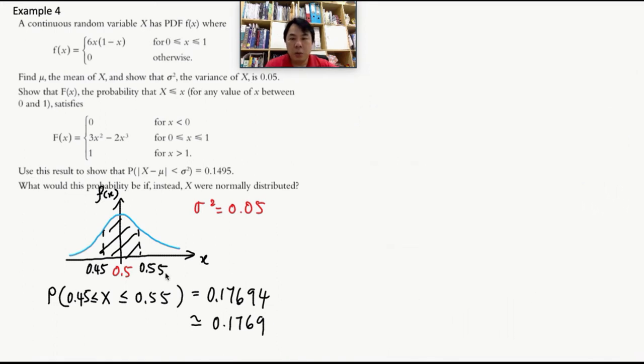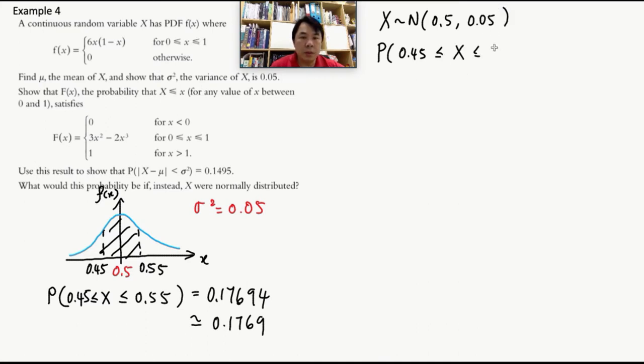Now let's show you how we usually carry this out in the exam, A-level exam especially. So this is how we're going to do it. Now the step-by-step method will be here, 0.45. Before that, we say that x is assumed to be normally distributed with a mean of 0.5 and the variance of 0.05 here. So anything lying between here, 0.55.